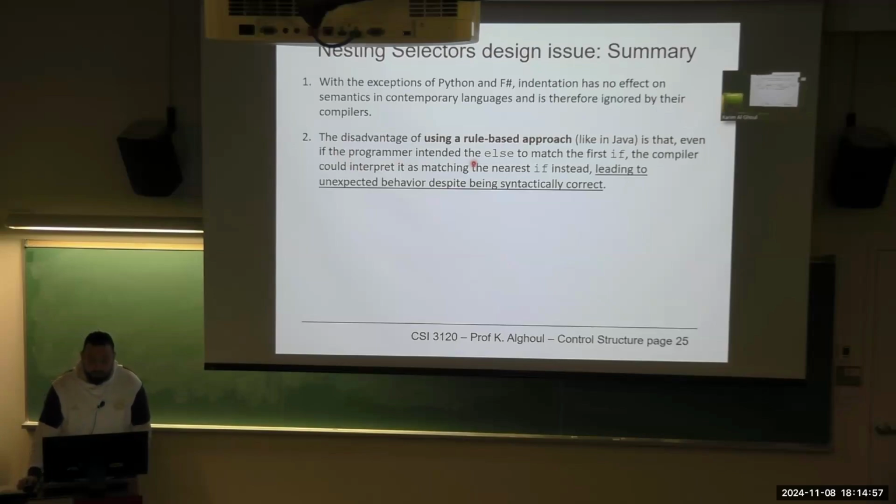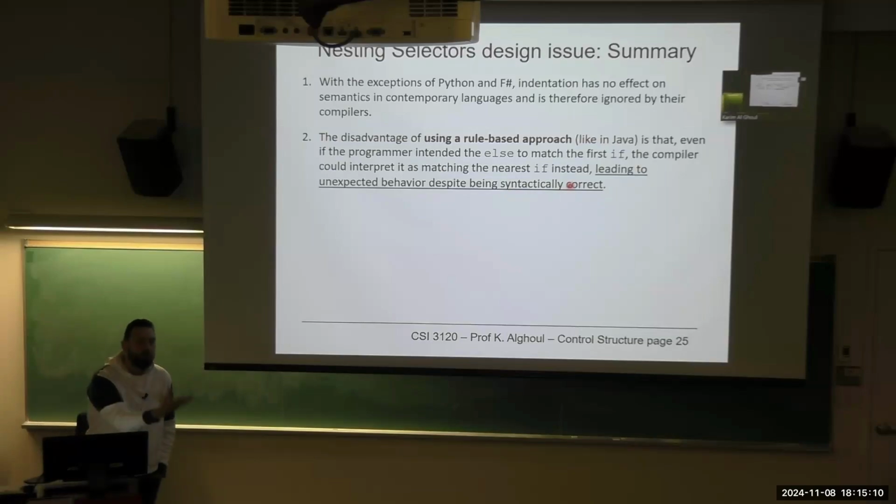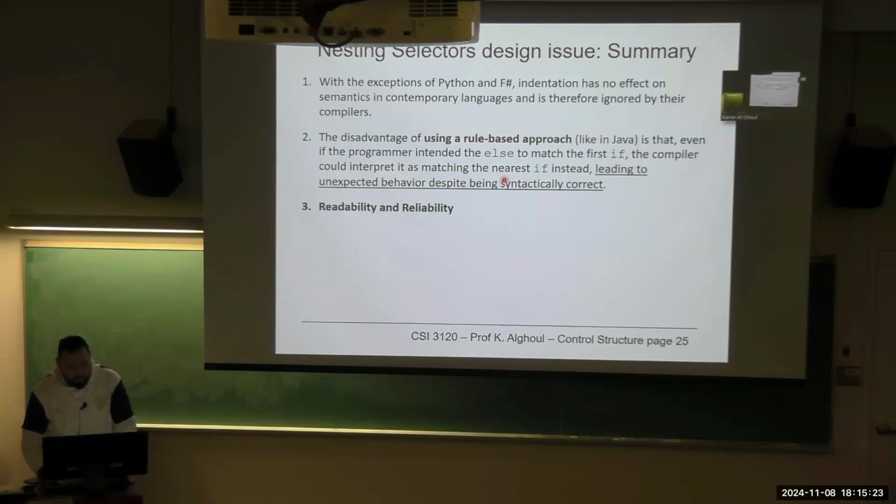Even if the programmer intended the else to match the first if, the compiler could interpret it as matching the nearest if, instead leading to unexpected behavior despite being syntactically correct. That's why usually Java will tell you, no, always use brackets. So this disadvantage can actually be easily solved, right? It's not like a big design issue. Why? Because you can just use brackets and you can get rid of this.